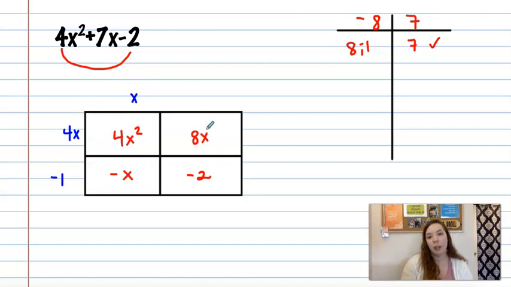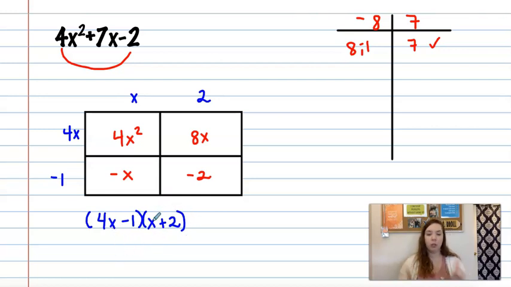And then for this column, my greatest common factor is 2. 4x times 2 is 8x, negative 1 times 2 is negative 2. So I'll have 4x minus 1 and x plus 2. And the order of your binomials doesn't matter. Like I could put my x plus 2 first. You could switch these two sets.